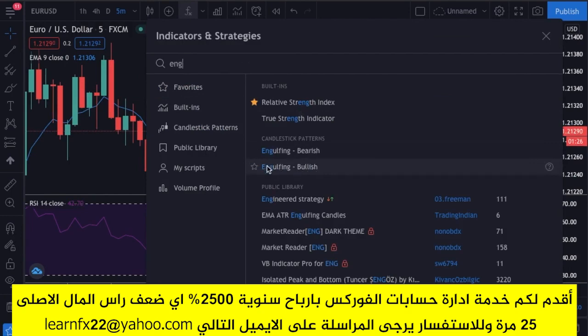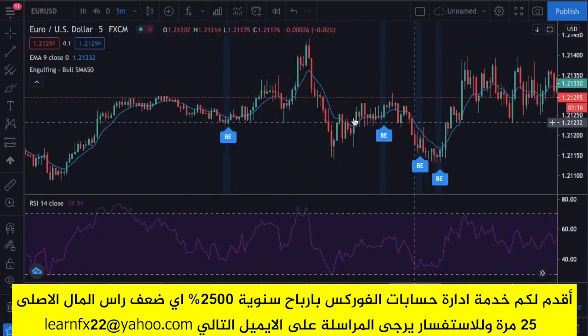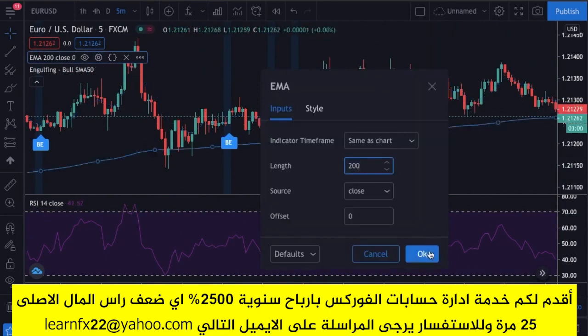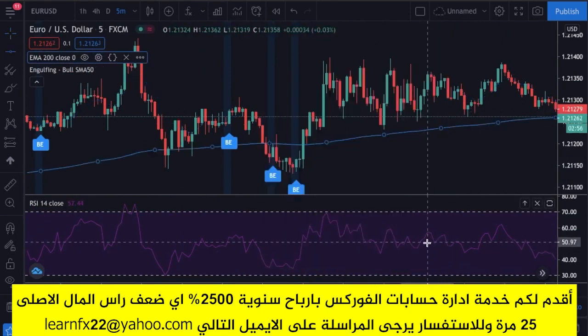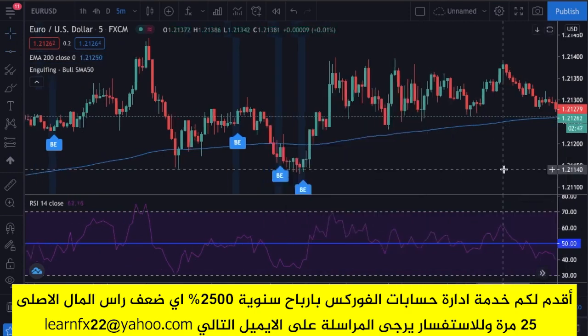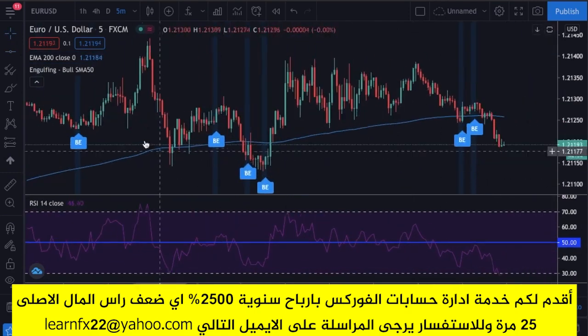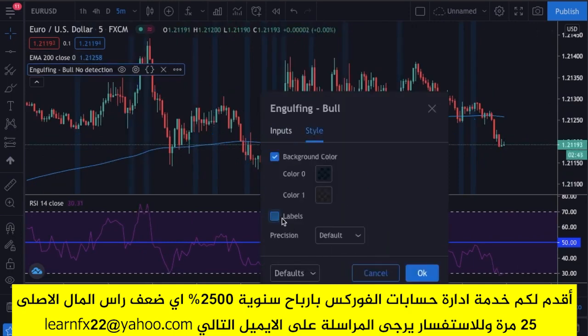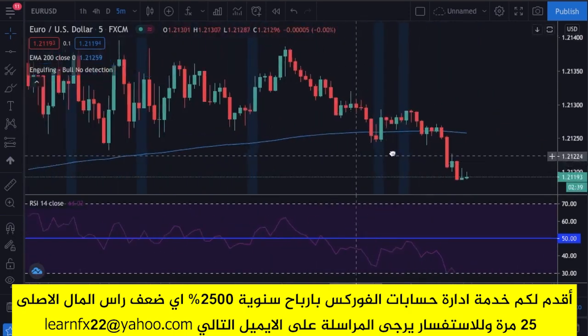We will search for the bullish engulfing pattern and add it to our chart. And we will make some adjustments before we start trading. First, we will click the setting icon here right next to the EMA, and we will increase the length to 200. And then we will add a horizontal line on the RSI. The line will be at the 50 level exactly. We will make some adjustments for the bullish engulfing also. We will change detect from the SMA to no detection, and I will close labels, to clear the chart.